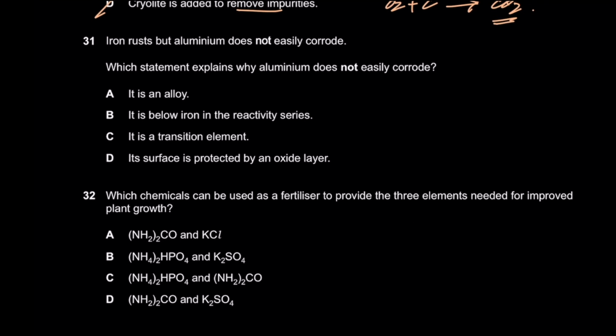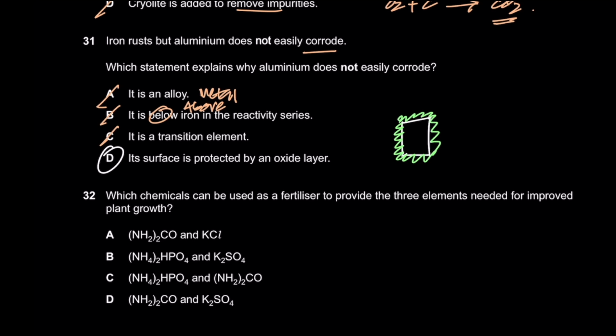Iron rusts, but aluminum does not corrode easily. Why? Because it forms a layer of its oxide. Which statement explains why aluminum does not corrode easily? It is an alloy. Aluminum is not an alloy, it's a metal. It is below iron in the reactivity series. Firstly, it's above iron in the reactivity series, but that does not explain anything. It is a transition element. Again, it's not a transition element, and even if it were just a simple metal, it still does not explain why it does not corrode. Its surface is protected by an oxide. What happens is the aluminum comes into contact with oxygen to make a layer of its oxide, aluminum oxide, and all the inner aluminum is protected.